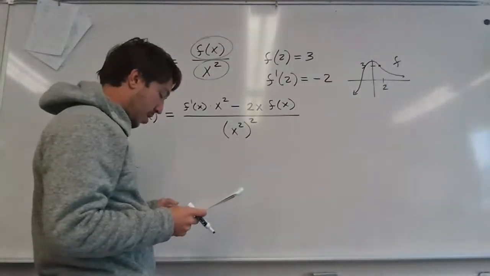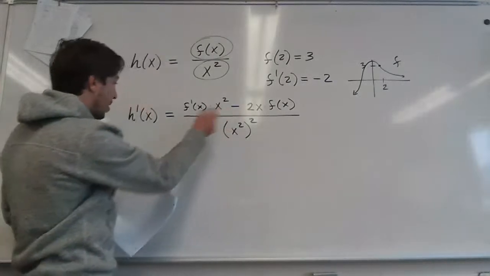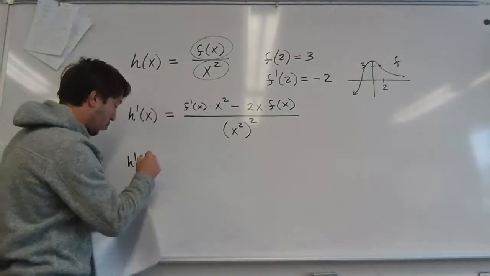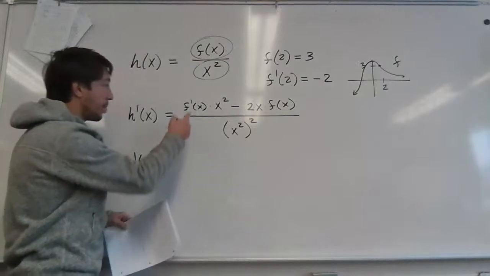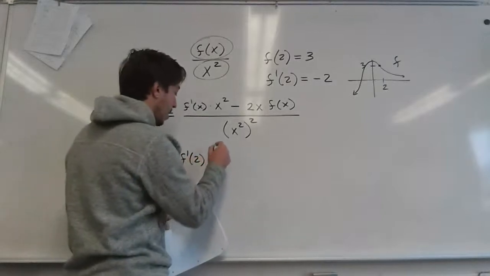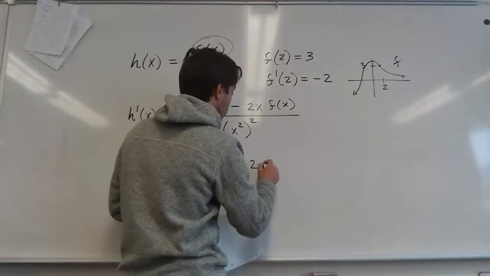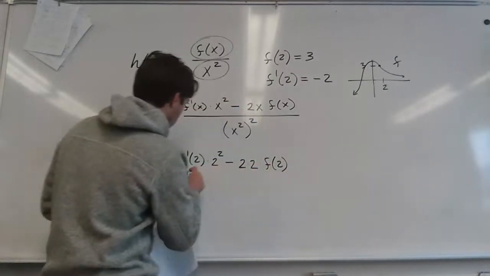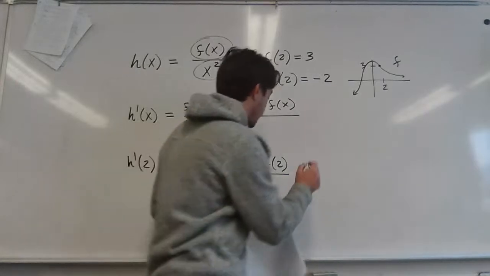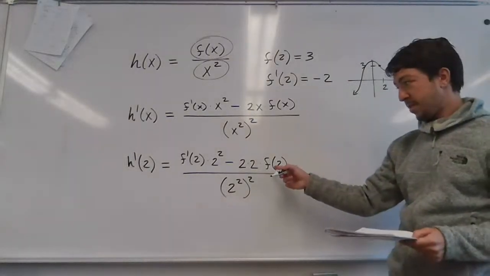Then we'll jump to, so the chain rule ones might be a little bit more confusing, but we'll do 16 and 17. Okay, so look at this thing. All right, now h prime of 2 would be f prime of 2 times 2 squared minus 2 times 2 times f of 2, all over 2 squared. Does that make sense? It's a lot of 2's.